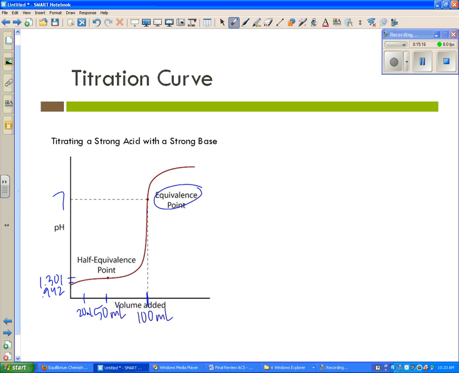We also calculated at 150, and that was at a pH of 12.398, something like that. So you can see that through these calculations, or through an experiment, we can generate one of these curves. I just wanted to introduce you to that.